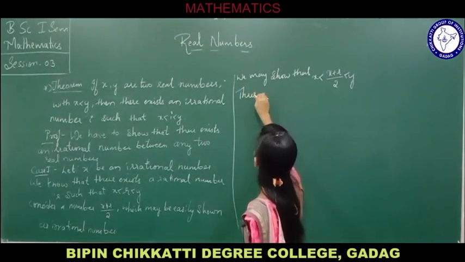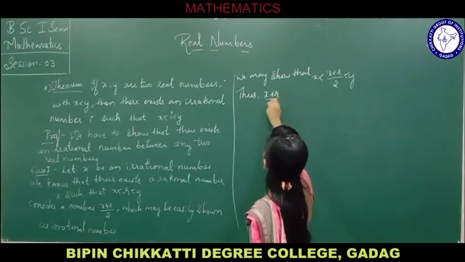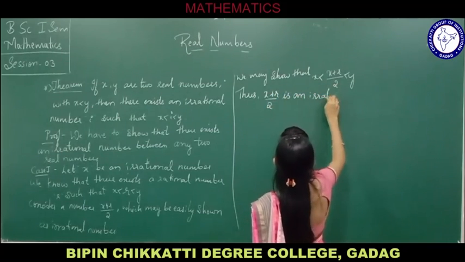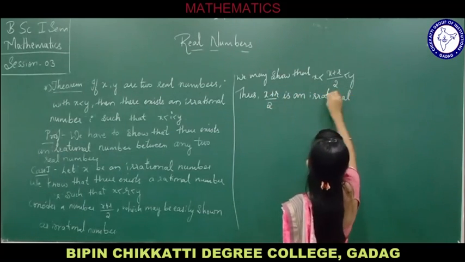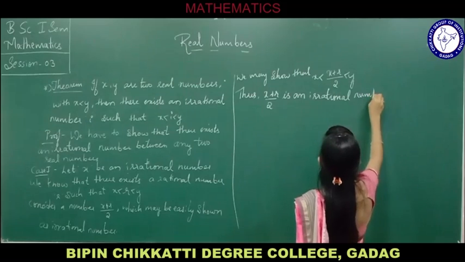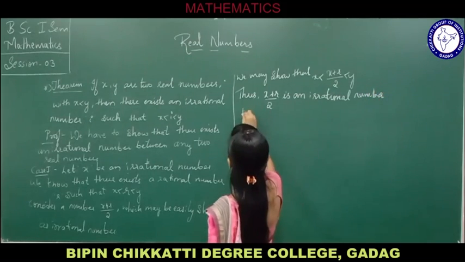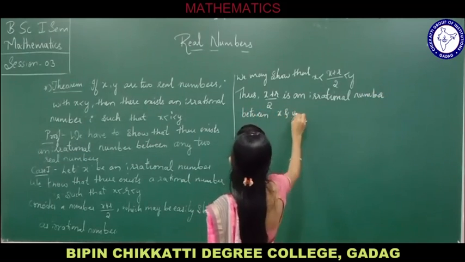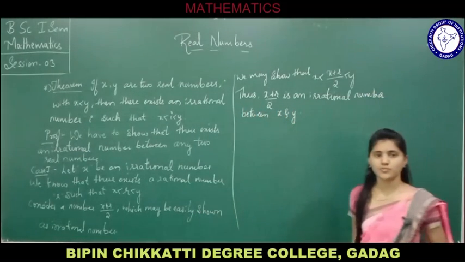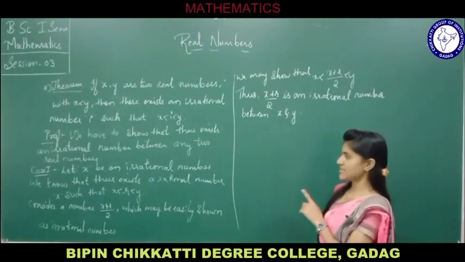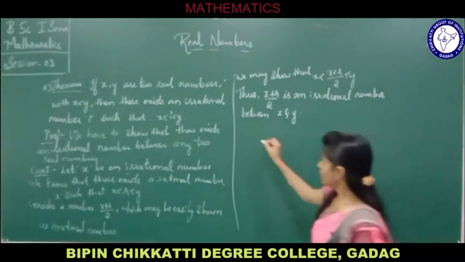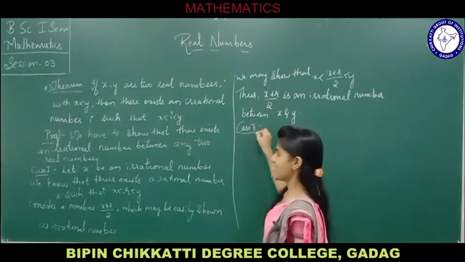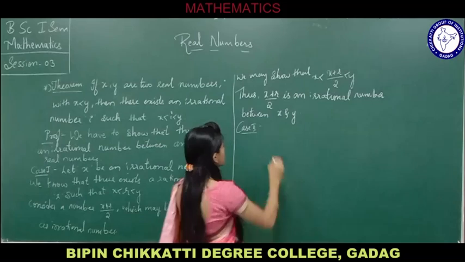Thus, x plus r by 2 is an irrational number between x and y. So now we proved it for x if it is irrational. What about case 2? We are going to consider if x is a rational number.